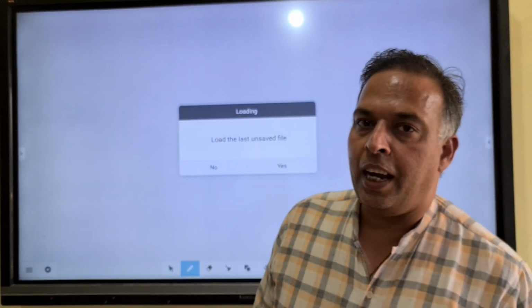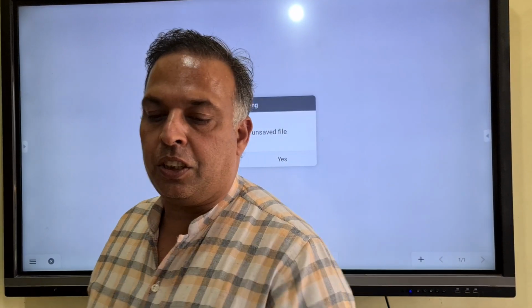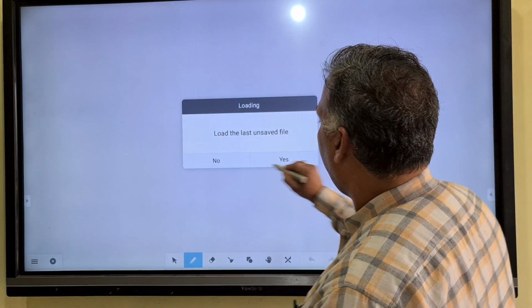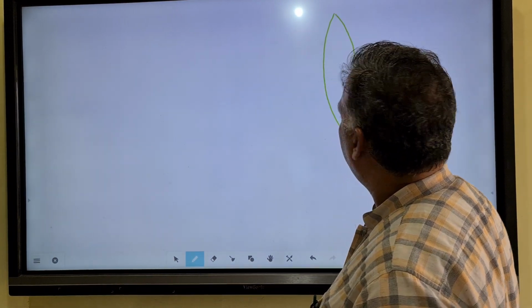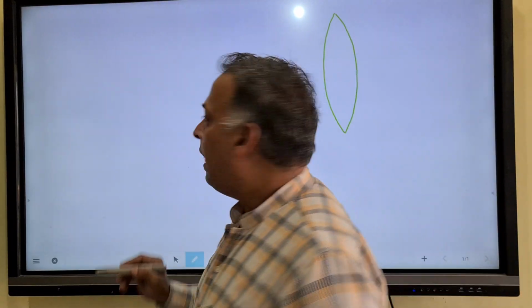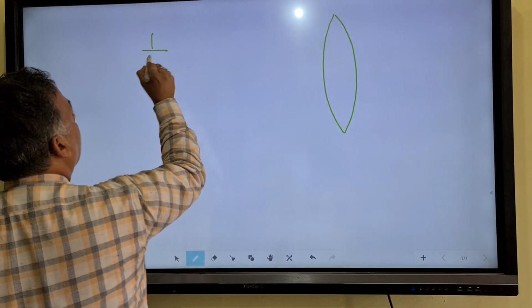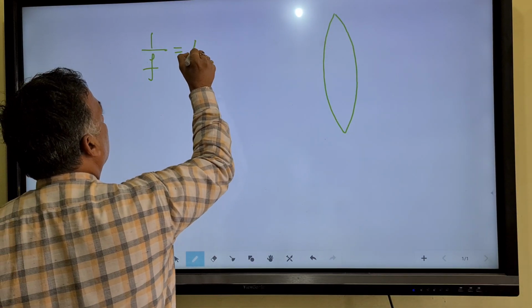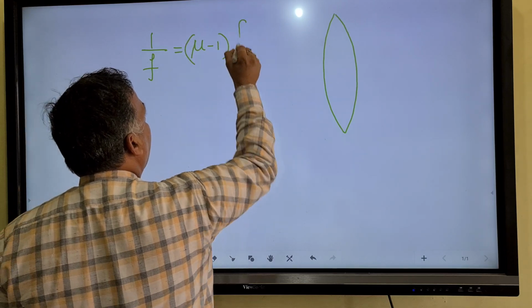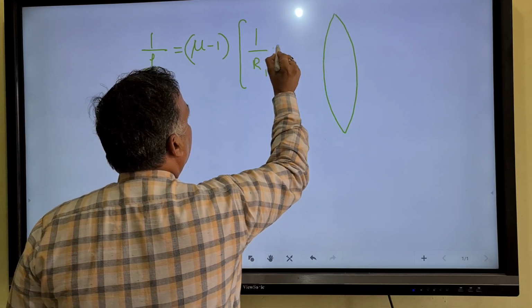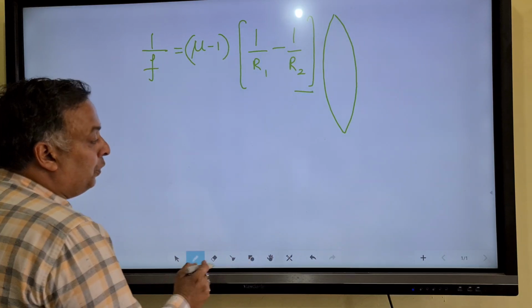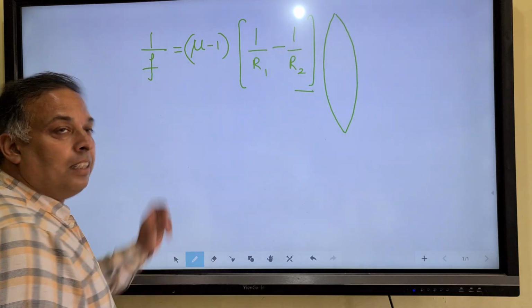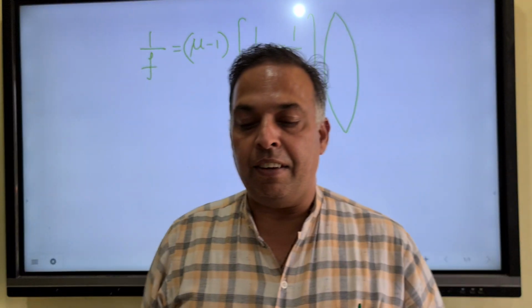Students, today I will talk about the applications of refraction. If, for example, you have this biconvex lens, its focal length is given by 1 by f is equal to mu minus 1 into 1 by r1 minus 1 by r2. This is the formula which we use for a biconvex or biconcave lens.